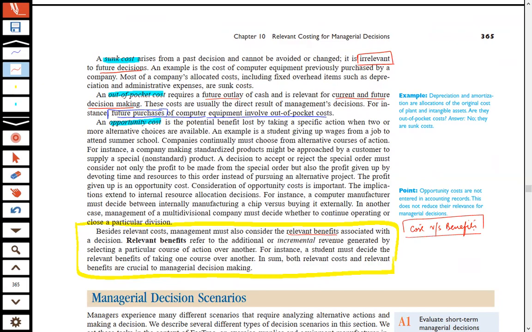Now, what are the relevant benefits? Relevant benefits refer to the additional or incremental revenue that we get from any outside order or in the form of make or buy decisions. So, additional incremental revenue generated by selecting a particular course of action over another. For instance, a student must decide the relevant benefits of taking one course over another. In sum, both relevant cost and relevant benefits are crucial to management decision making. So we have to remember that it is the additional or incremental revenue.